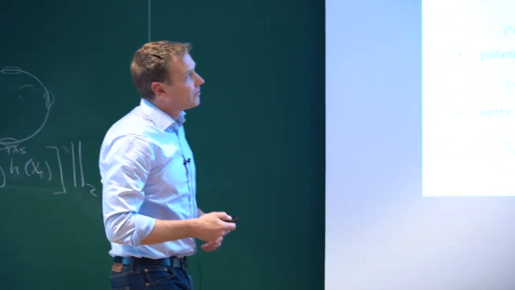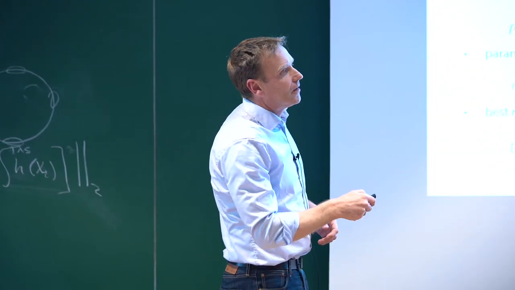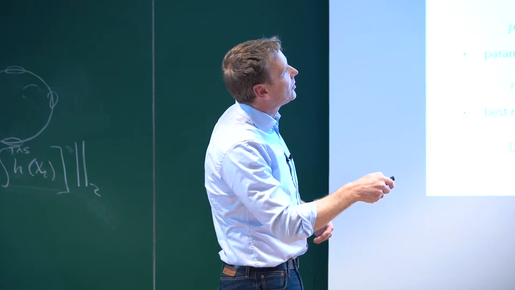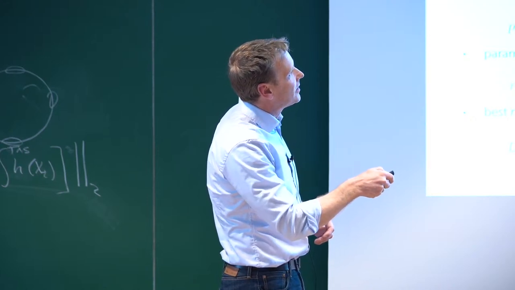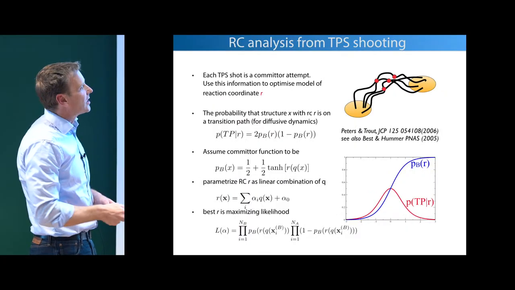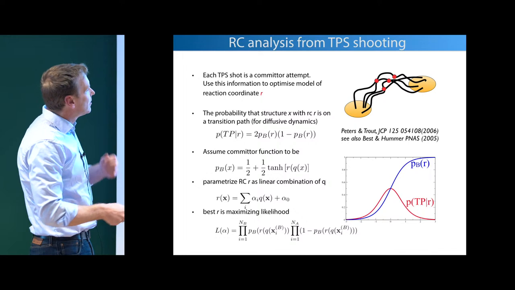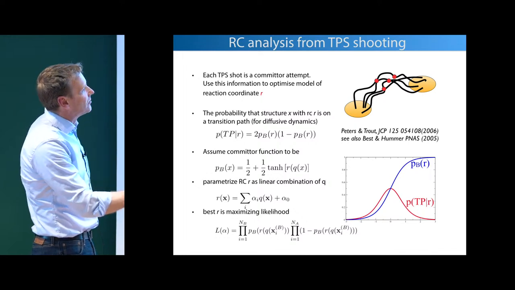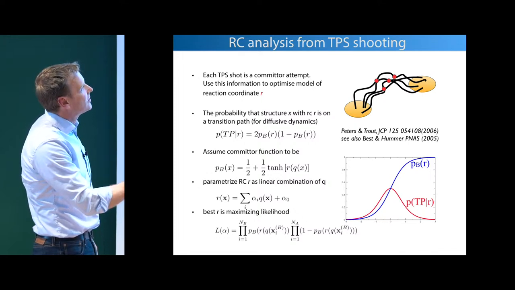If you are somewhere, how do you say if you are on the transition path or not? If you're somewhere over here, you calculate these two values, and then you know exactly what the probability is to be on A. It's actually this function here. Of course, the whole point is in finding out this R. So the R is undefined.